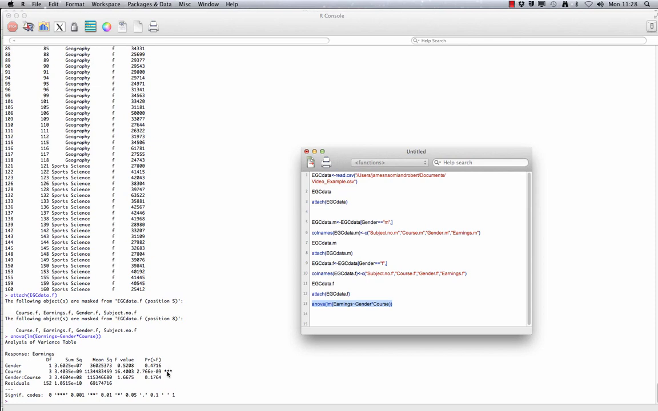The next row relates to our second hypothesis. It gives a p-value of 2.76 times 10 to the power of minus 9. This is way below our significance level of 0.05, so it is highly significant. This means we reject our null hypothesis and accept our alternative hypothesis that mean earnings are significantly different between at least 2 courses.